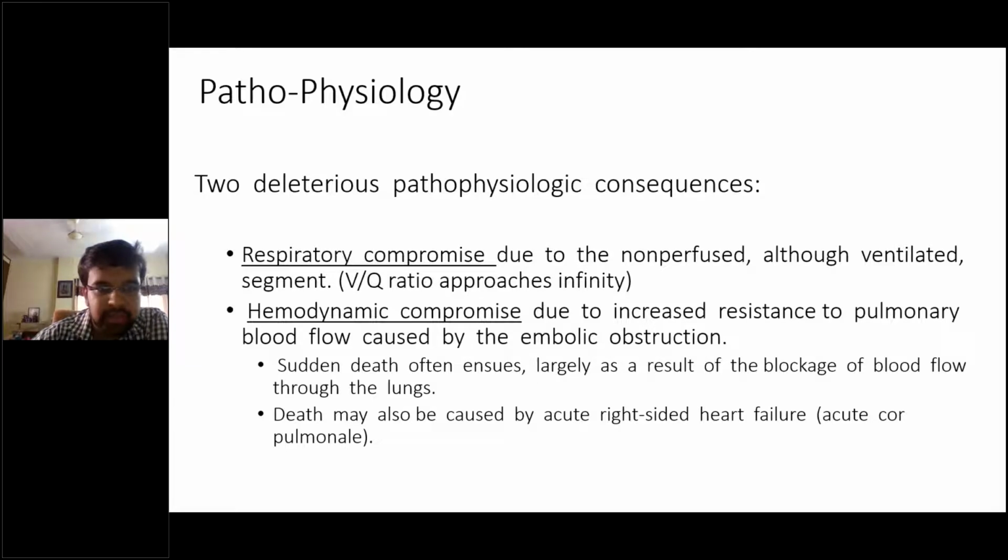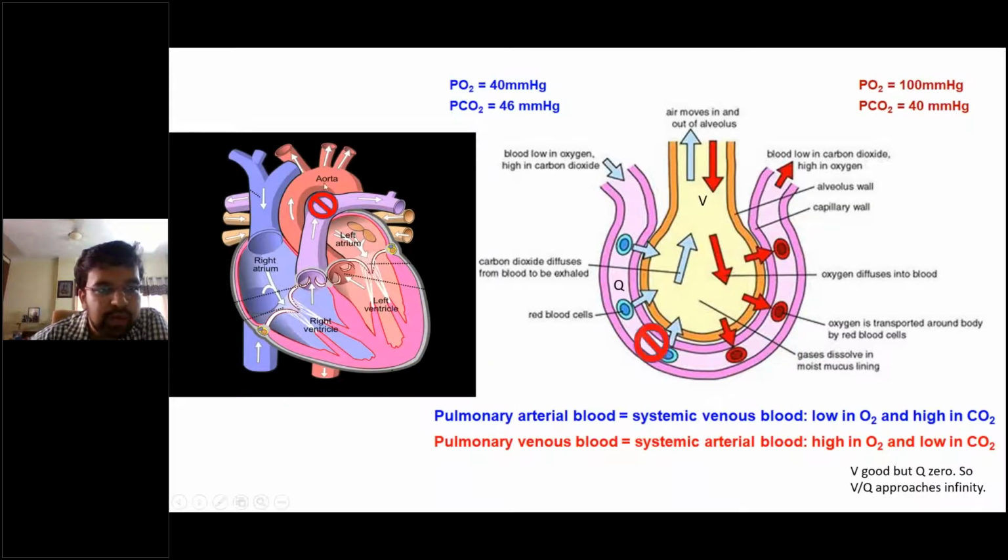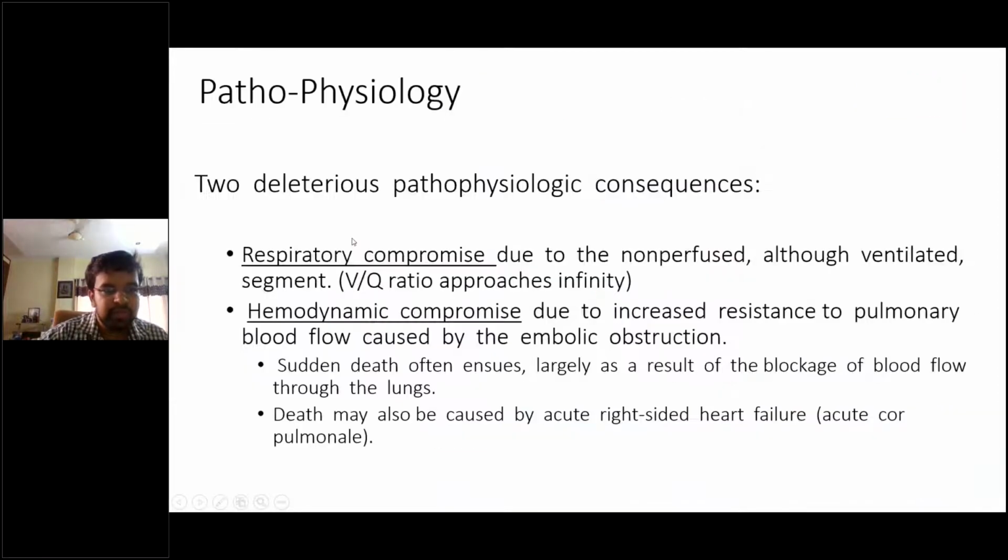Why is there hemodynamic compromise? As we see, if there is a blockage here, there will be backflow of the blood. The venous blood will not be able to go ahead. If the blood is not able to go ahead, there will be less blood going into the left atrium, less blood going into the left ventricle, and ultimately the cardiac output will suffer and decrease. Also, due to back pressure, there will be pressure on the right ventricle, leading to right ventricular ischemia and subsequently right ventricular dysfunction. So in pulmonary embolism there is right ventricular dysfunction. The hemodynamic compromise is due to increased resistance to the pulmonary blood flow caused by the embolic obstruction.